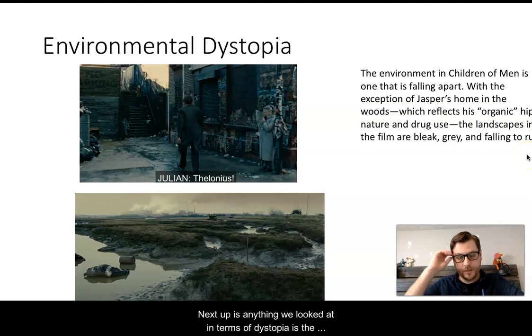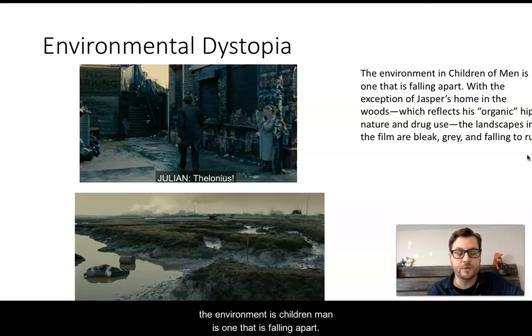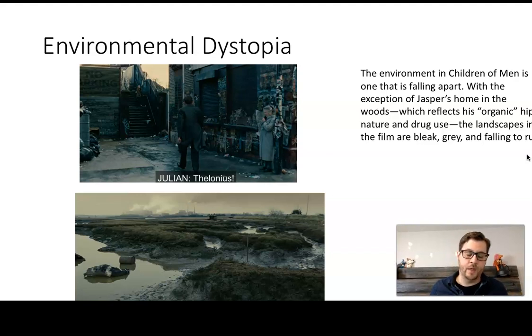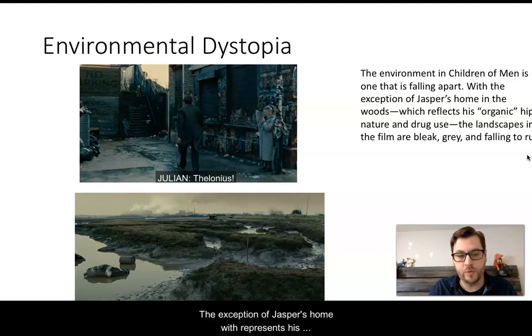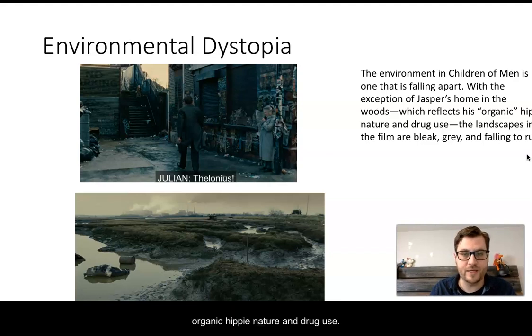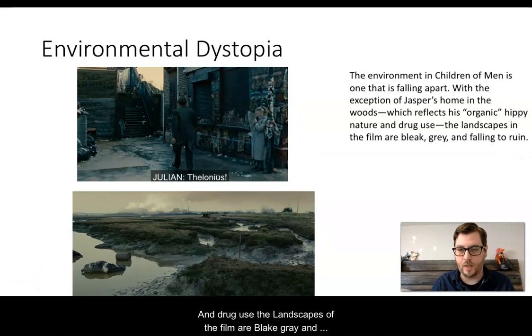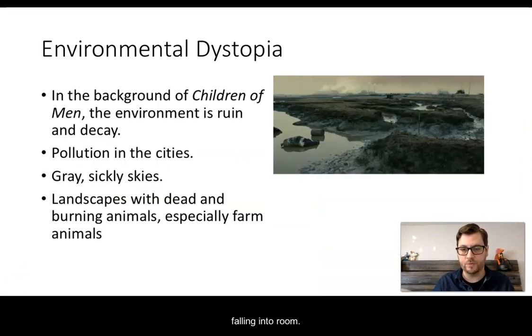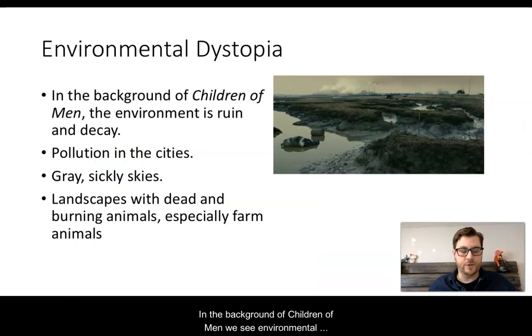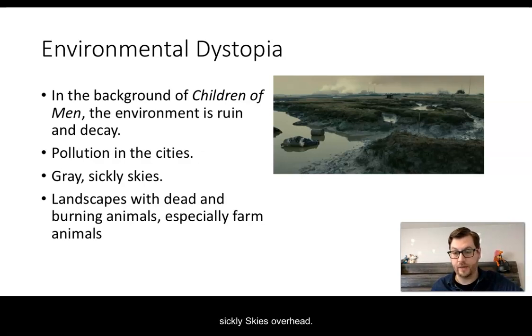Next up, as a theme we looked at in terms of dystopia, is the environment, as Children of Men is one that is falling apart. With the exception of Jasper's home, which represents his organic hippie nature and drug use, the landscapes of the film are bleak, gray, and falling into ruin. In the background of Children of Men, we see environmental decay and ruin. We see pollution in the cities, gray, sickly skies overhead.